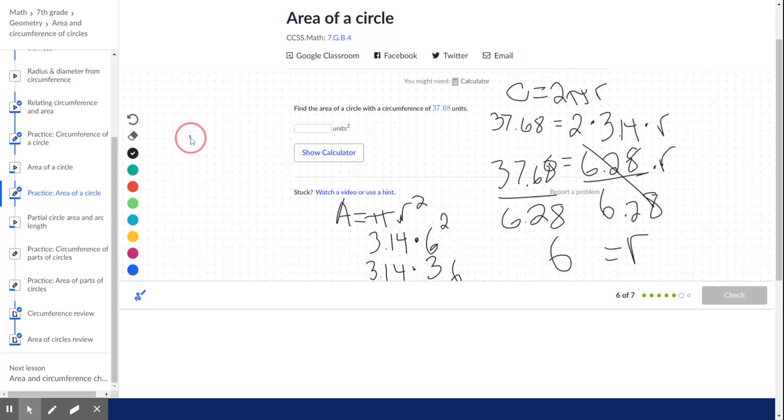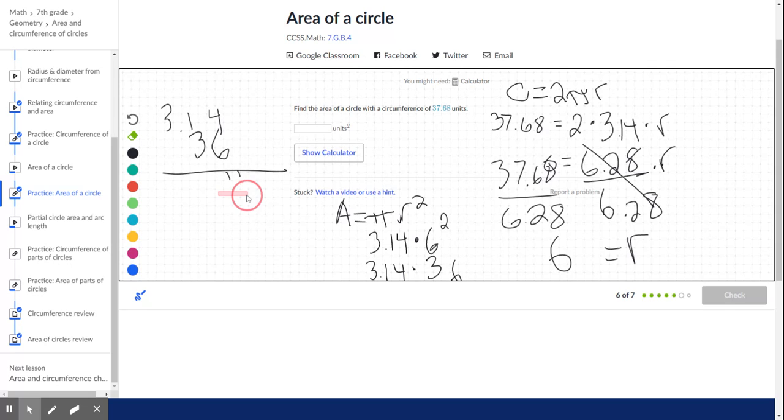Let me see what 36 times 3.14 is. Okay, 6 times 4 is 24, so I'm going to write a 4 and carry a 2. 6 times 1 is 6 plus 2 is 8. 6 times 3 is 18. Write my 0. 3 times 4 is 12. Write a 2, carry a 1. 3 times 1 is 3 plus 1 more is 4. 3 times 3 is 9.